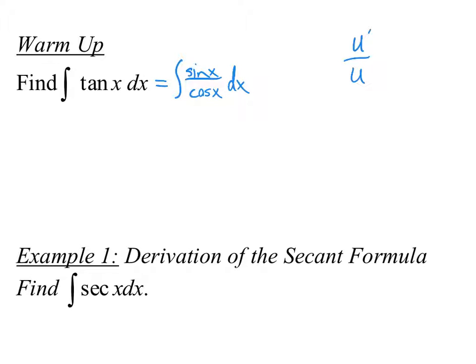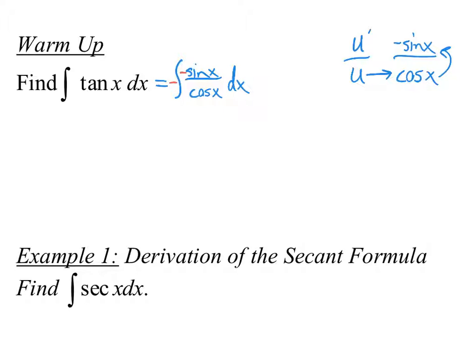Well, let's think about this. U would be cosine, all right? That would be cosine of x. What is the derivative of cosine? Negative sine. It's negative sine, okay? So negative sine of x is what I would need in the numerator. Do I have that? It's close. I'm going to put a negative in here so I have u prime over u, but to counter that I have to put a negative out in front of the integral as well.